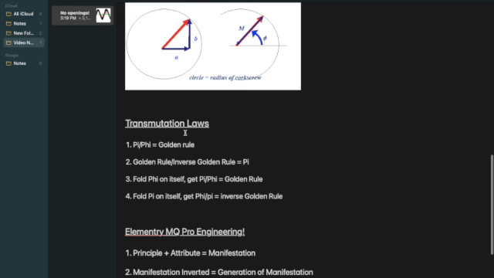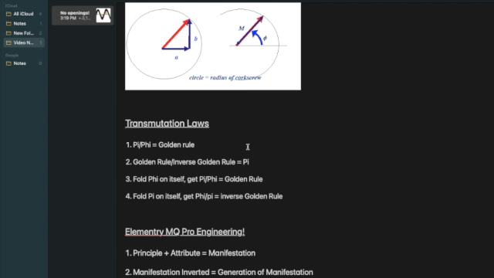I don't know what to call these. I guess you could call them transmutation laws. You've got pi over phi equals the golden rule. Golden rule over inverse golden rule equals pi. Fold phi on itself and get pi over phi equals golden rule. Fold pi on itself and get phi over pi equals inverse golden rule.